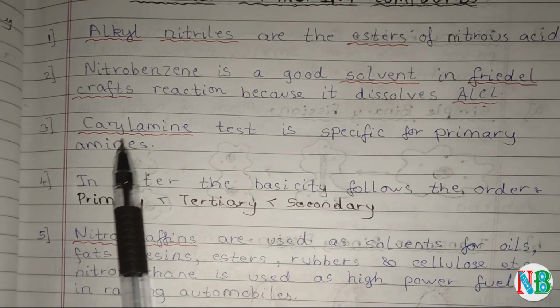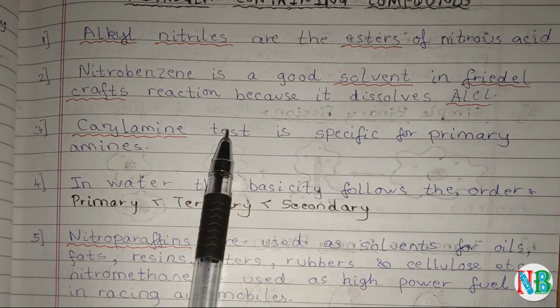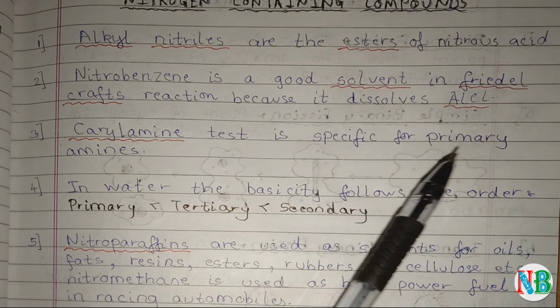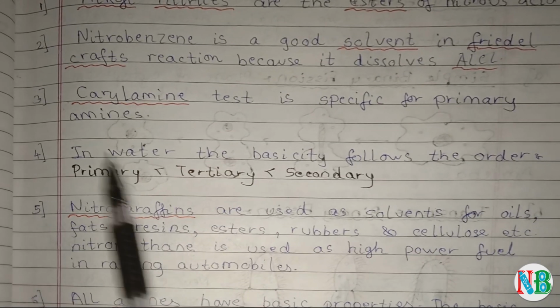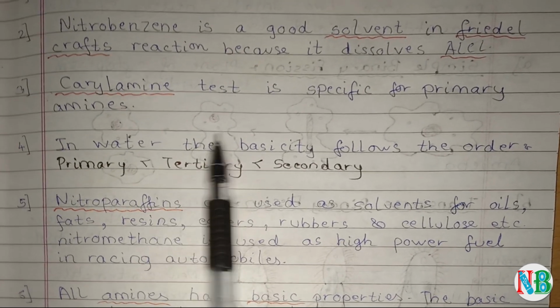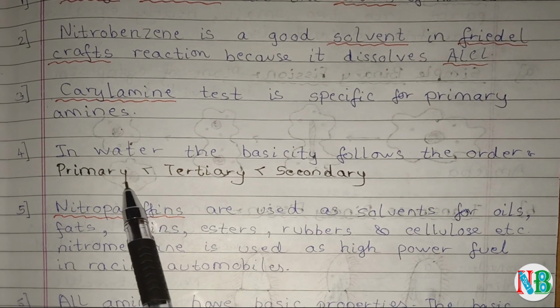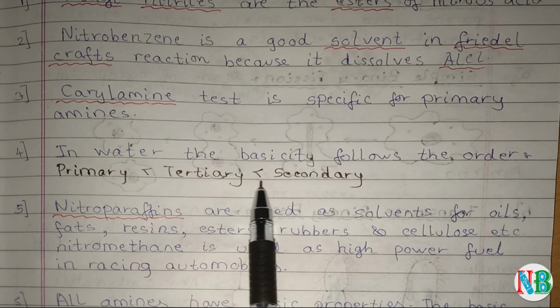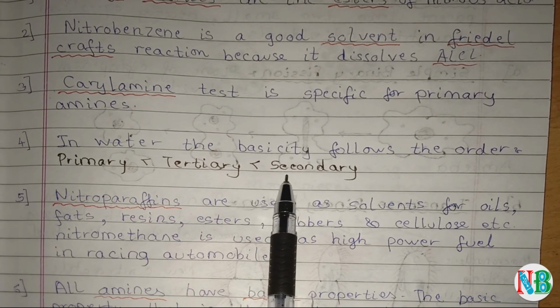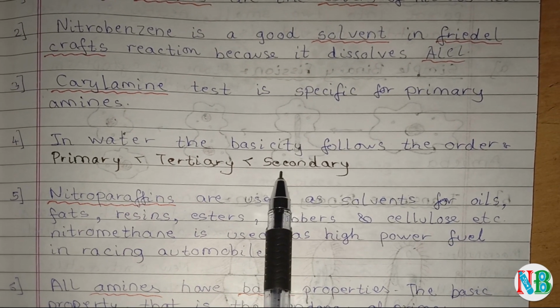Third, the carbylamine test is specific for only and only primary amines. Fourth, in water, the basicity follows the order primary is less than tertiary is less than secondary. That is, the secondary is the strongest base in the water.